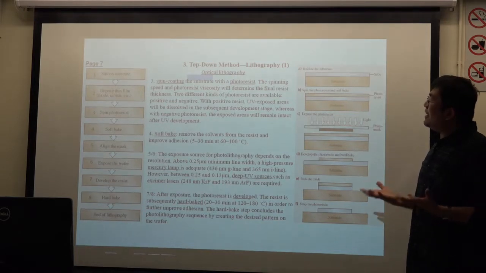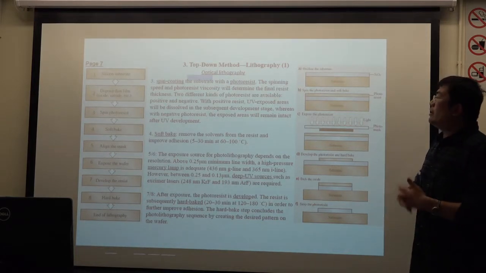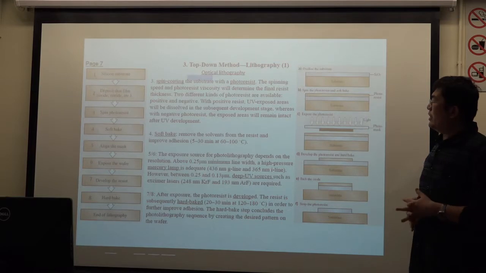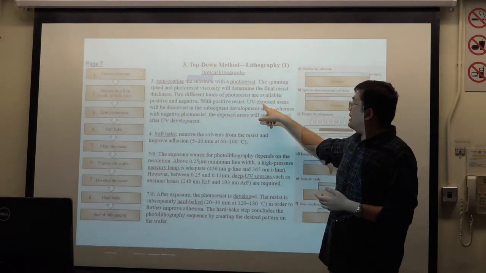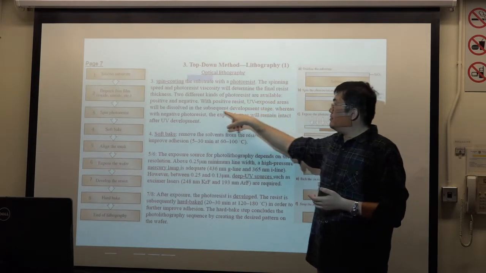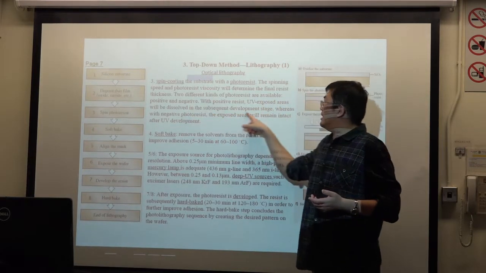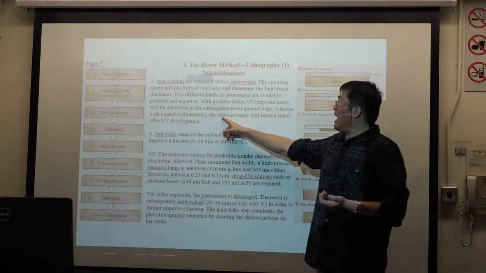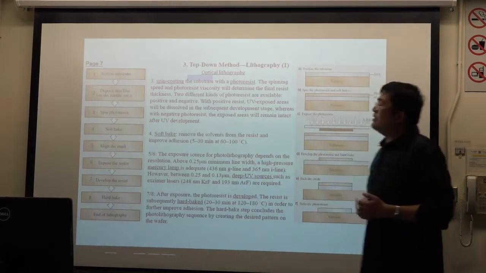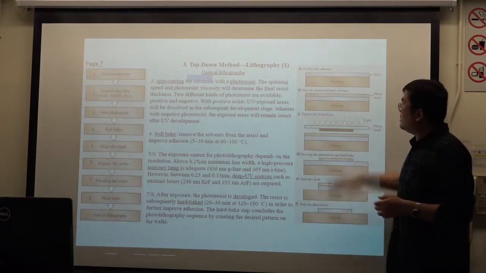So there are different photoresists, one called positive and one called negative. With a positive resist, when you use UV light to expose an area, it will dissolve in the development stage. With a negative resist, just the exposed area remains. I'll talk about this later.